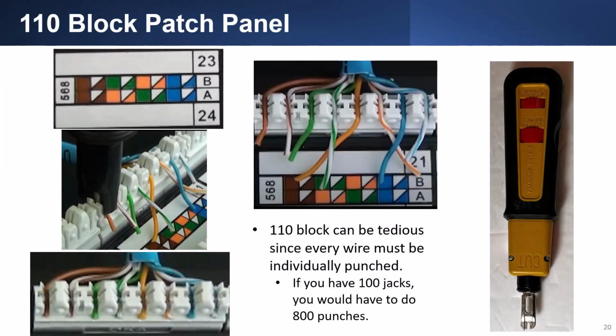The 110 block can be tedious since every wire must be individually punched. If you have 100 jacks, you'll have to do 800 punches. The bottom figure shows the final 8 wires punched and clipped.